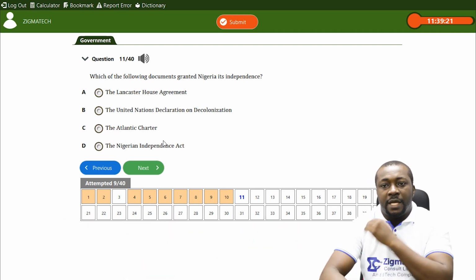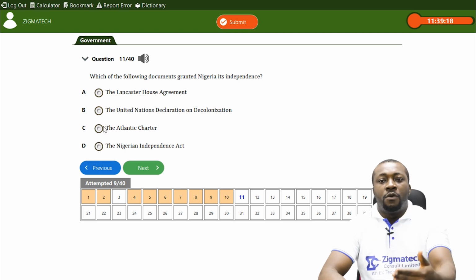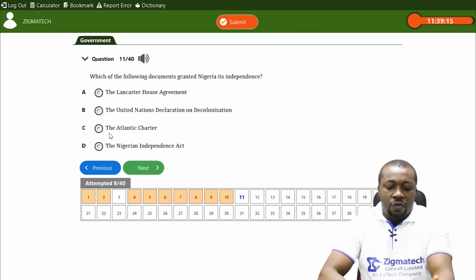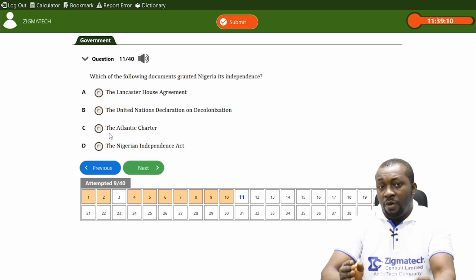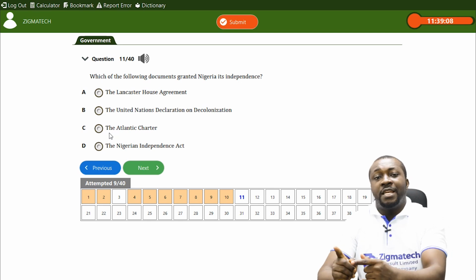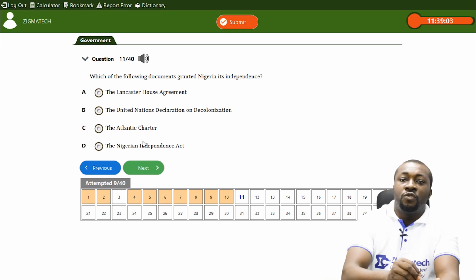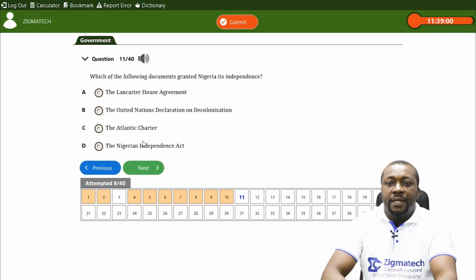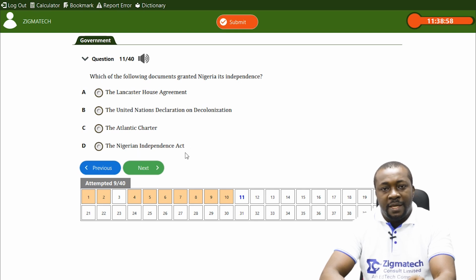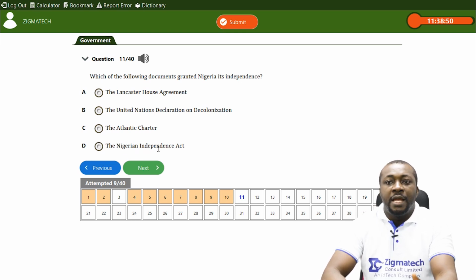The Atlantic Charter is the foremost draft, the charter which gave birth to the United Nations. It's the charter that was developed to form the United Nations Charter. So it did not grant independence. It has nothing to do with Nigeria as a country. Then D says Nigerian Independence Act. The Nigerian Independence Act is the act of independence constitution. So this is the act that actually granted us independence. So D is the answer, the Nigerian Independence Act.